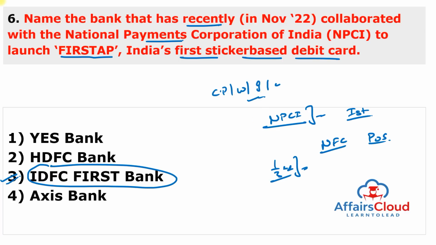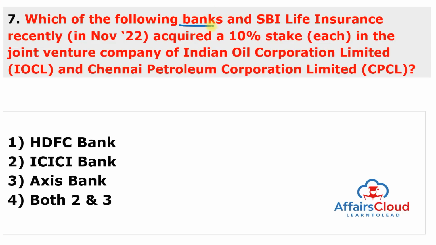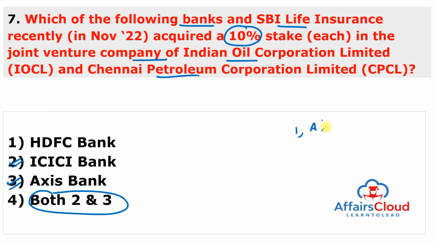Moving to next question. Which of the following banks and the SBI Life Insurance recently acquired 10% stake each in the joint venture company of the Indian Oil Corporation Limited and Chennai Petroleum Corporation Limited? And name of this bank is ICICI Bank and Axis Bank. So answer of this question is both 2 and 3. So ICICI Bank, next is Axis Bank, and third is SBI Life Insurance Company Limited have signed an agreement for a joint venture company of IOCL and CPCL for implementing a 9 million metric ton per annum refinery in Nagapattinam in Tamil Nadu.